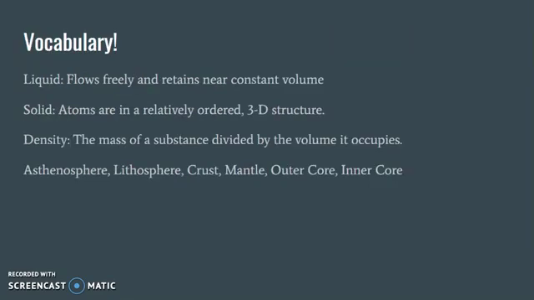And that's it. So, vocabulary that we covered in here, we've got liquids, solids, density, and then we've got our science words of asthenosphere, lithosphere, crust, mantle, outer core, and inner core. Go ahead, go back in your notes and either highlight or underline those vocab words so that you can find them again. Make sure you have your definitions there ready for them when you need them.